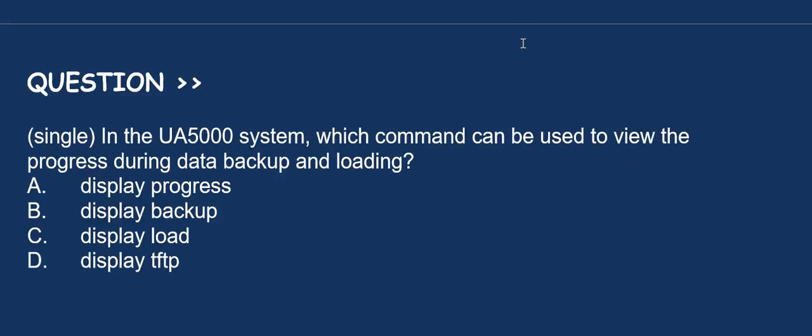Next one. In the UA5000 system, which command can be used to view the progress during the data backup and loading? Option A, display progress. Option B, display backup. Option C, display load. Option D, display TFTP. The correct answer is option A.